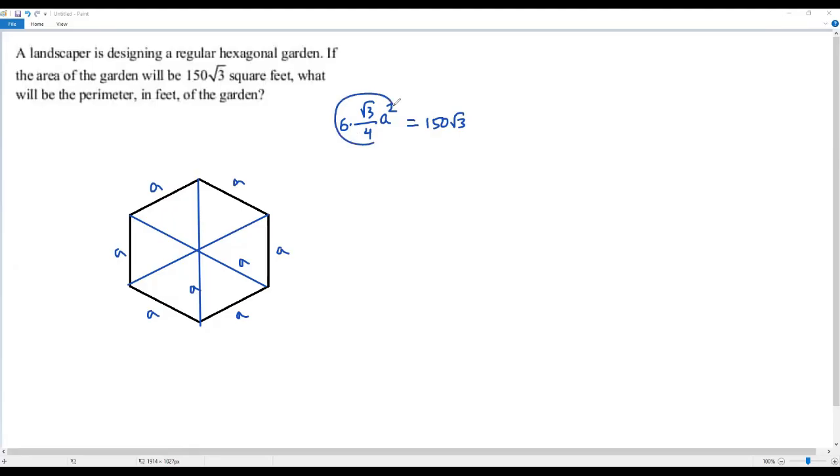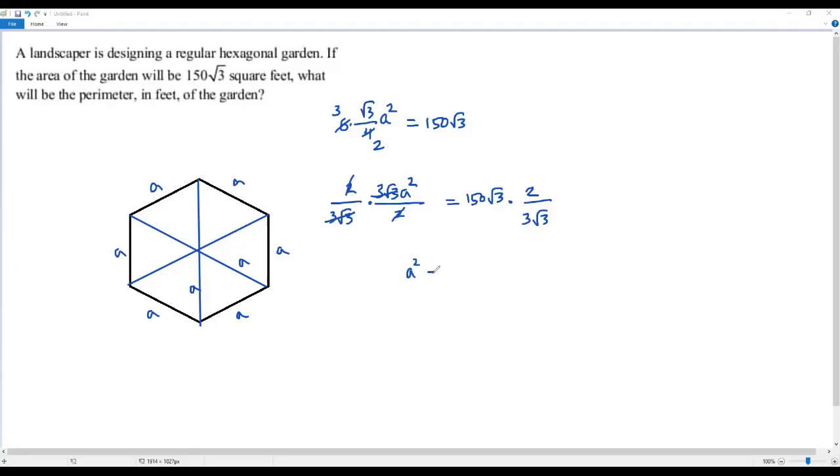Okay, now let's do some simplification over here. 2 goes into 4 2 times and 2 goes into 6 3 times. Then I'm getting 3 times square root of 3 times A square divided by 2 equals 150 times square root of 3. Now let me get rid of this fraction 3 times square root of 3 divided by 2. For that we have to multiply both sides of this equation by the reciprocal of this fraction, that is 2 divided by 3 times square root of 3. Now let me do the same thing on the right side as well, that is 2 over 3 times square root of 3. Here 3 times square root of 3 will cancel, then this 2 will cancel out.